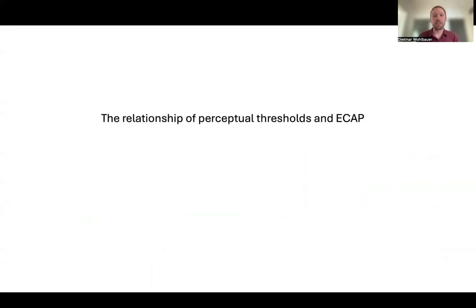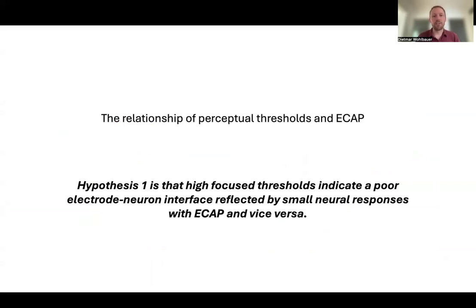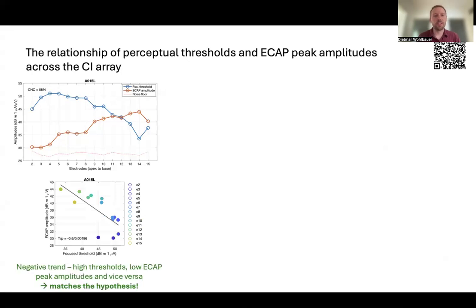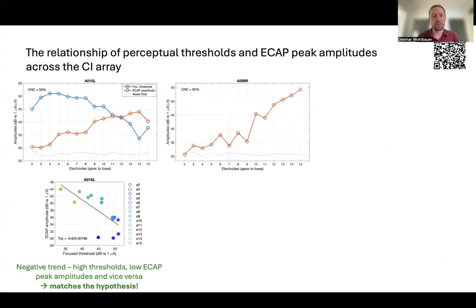Of course, we can then combine these two profiles, which we're going to talk about from now on. The relationship of those ECAP and focus threshold profiles should be explained, for example with a hypothesis like: a high focus threshold corresponds to a low ECAP response, which in general explains a poor electrode-neuron interface. That's our hypothesis one. Here is the ECAP profile in orange now, instead of rainbow colors, and here you see the focus threshold profile overlaid and converted to dB. You can directly see a negative correlation, and when we calculate this, it definitely follows our hypothesis, which is a great outcome for this one subject.